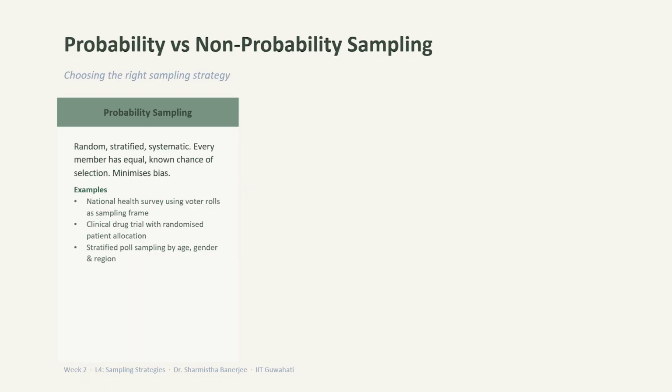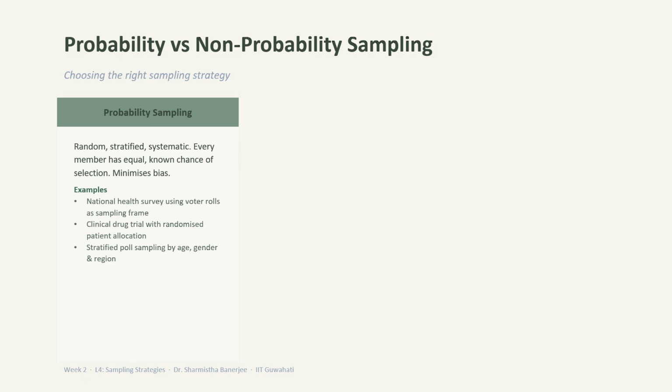So when we are trying to do this sampling, I will try to do sampling either by using probability based methods or by using non-probability based methods. So choosing the right sampling strategy is extremely important. Let's look at these in detail.